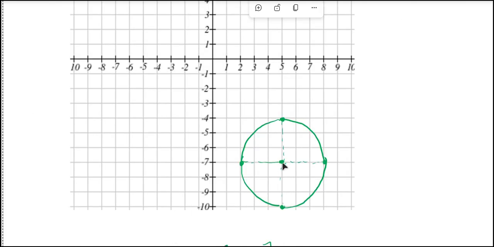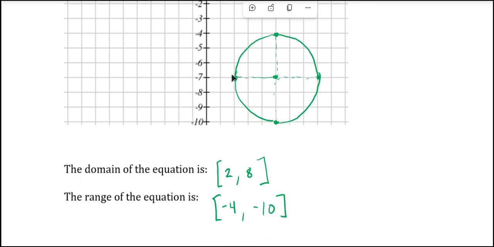5, -7 is down here, and going 3 in each way here, I could connect these dots to show me the circle. The domain is going to go between these 2 points, so that's from 2 up to 8, and our range is going to go between these 2 points. That's going to be from -10 up to -4.